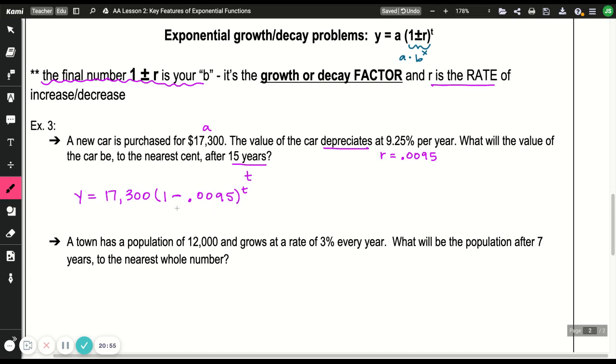So you can, if you want, type this into the calculator just like this and put a 15 up there. Or you could simplify that. So 1 minus that is 0.9905. And then t, the number of years, is 15. So you would type that into your calculator and figure out how much your car will be worth after 15 years.